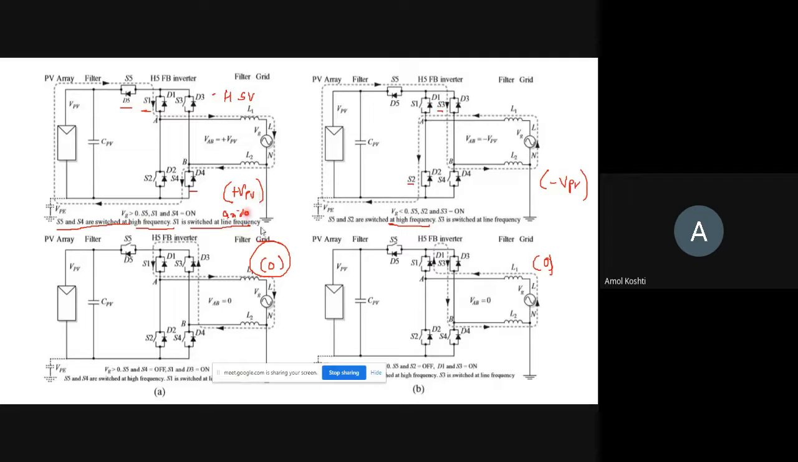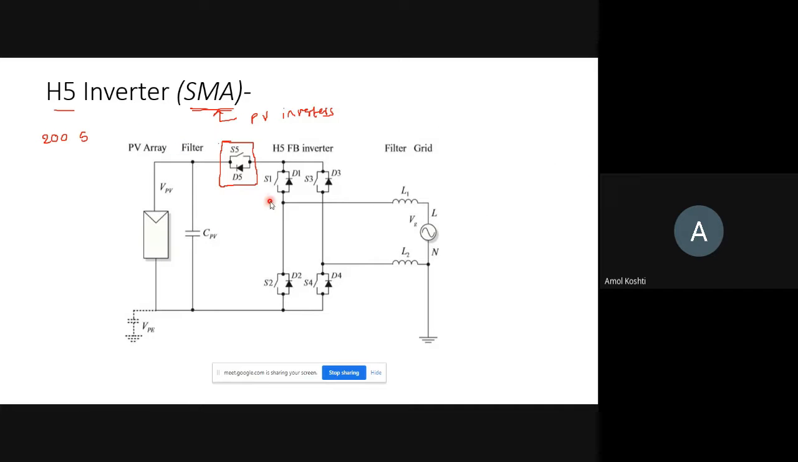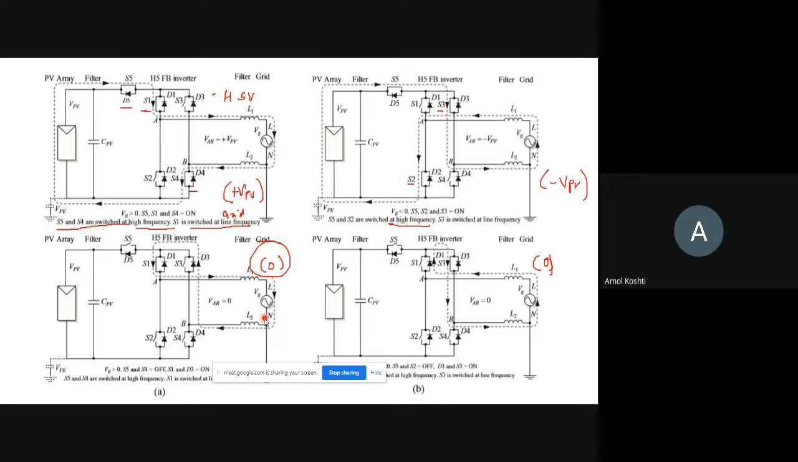So here, if you see, the positive level and the negative level output is produced, and then zero is also produced there. So again three level output is produced, and in that also we learned about this S5 switch. Normally in a bridge we have four switches, but in addition to those four switches, one more switch is added here, which is S5. This switch is switched at a very high frequency, and the remaining four switches are switched at the fundamental frequency. They're diagonally opposite, that is S1, S4, S3, S2. So here again you see the three levels of output is produced here.